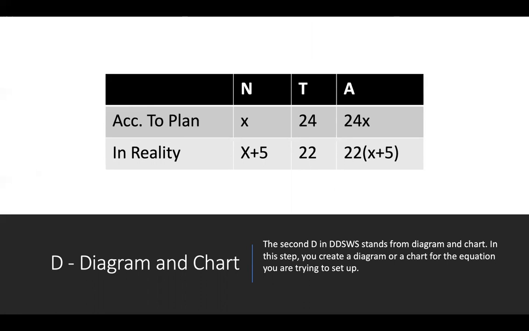The time according to plan was supposed to be 24 days, but in reality they did it faster in 22 days. And the amount of cars made would be the norm, which is the cars per day, times the amount of days. So that would be 24x. And in reality, you multiply across the row still to get 22 times x plus 5.